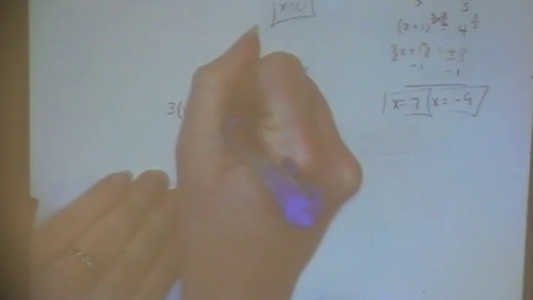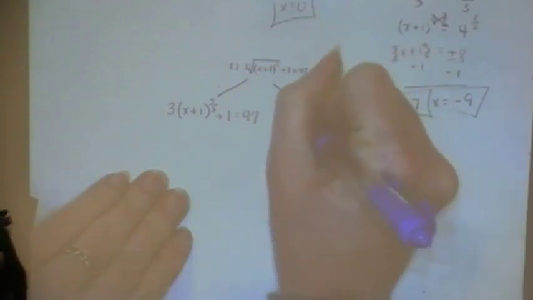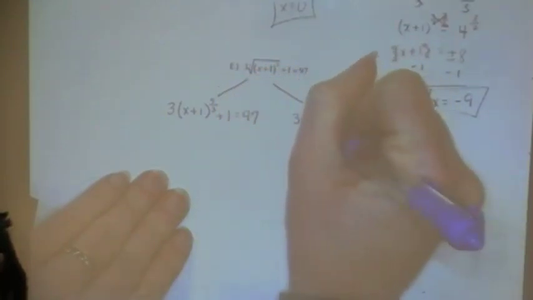So this would be x plus 1. Remember, the bottom goes in the crack. So this is going to be 5/3, plus 1 equals 97. Or, I'm going to leave it like it is.